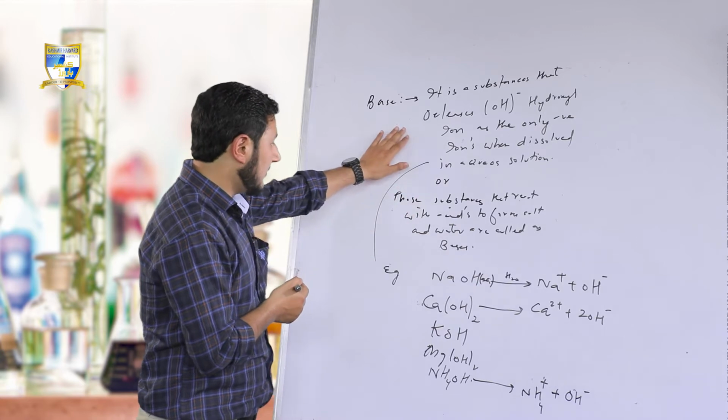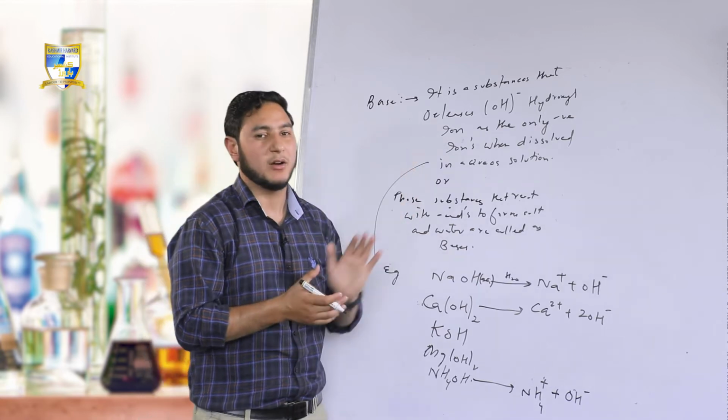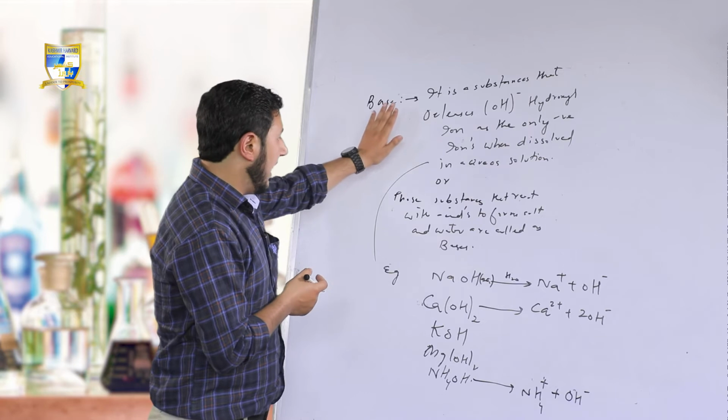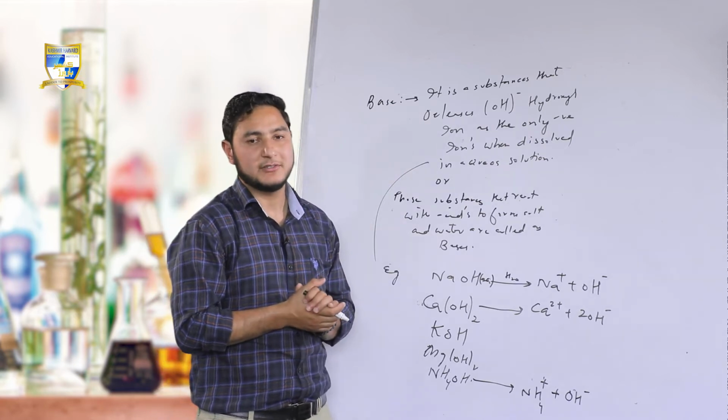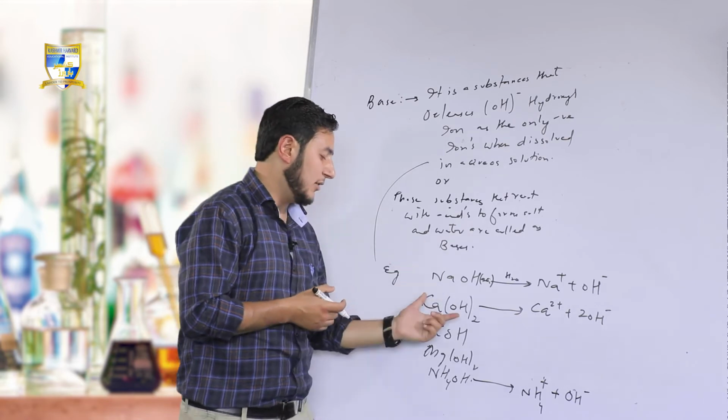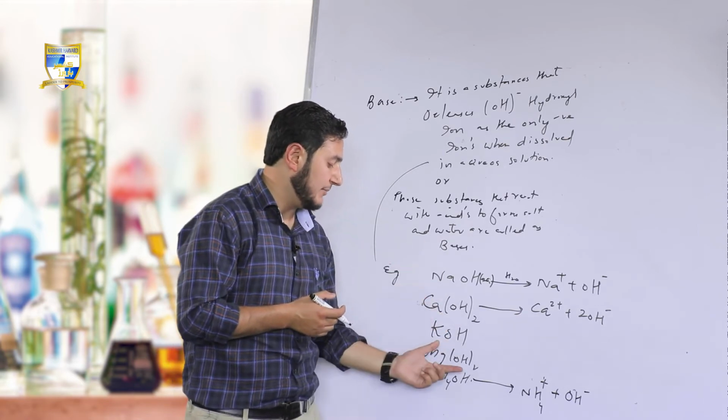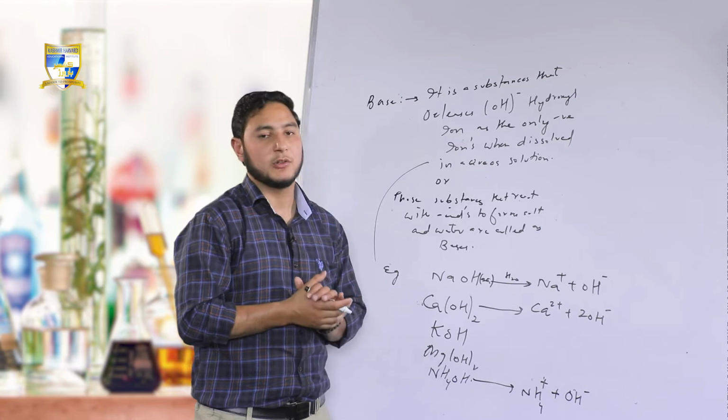Now, because we have to only study the Arrhenius concept, according to Arrhenius, bases are the substances that release OH negative ions as the only negative ions. So NaOH is a base, Ca(OH)2 is a base, KOH is a base, Mg(OH)2 is a base, NH4OH is also a base.